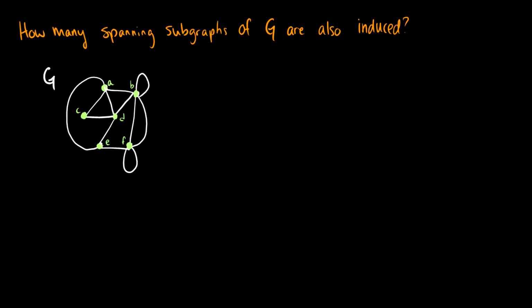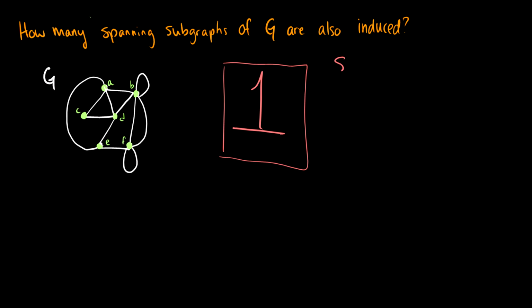But here's a question. How many spanning subgraphs are also induced? So what does that mean? How many subgraphs of G where all the vertices are kept are also induced? Well, here's an answer. One. For every graph, there is exactly one subgraph that is spanning and induced.